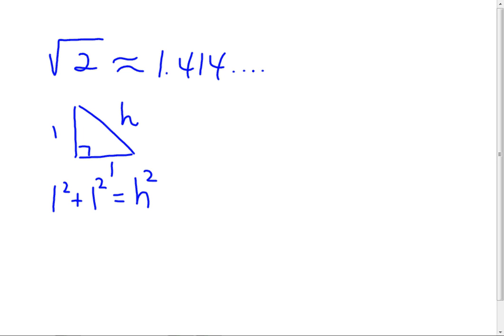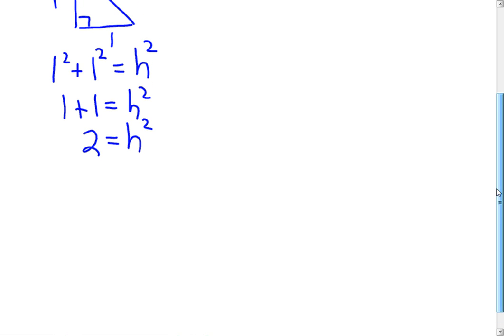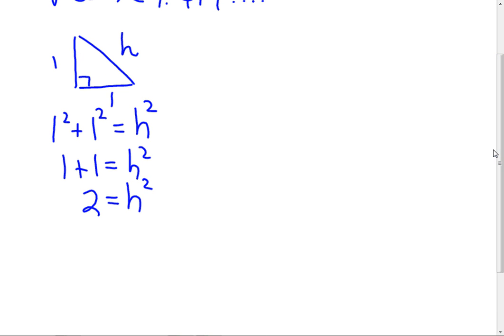What's 1 squared? Cole? Well, you don't know what 1 times 1 is? 1. Plus 1 squared is 1 equals h squared. So 2 is equal to h squared. How would I undo the squaring? What's the opposite of squaring a number? Square root. Square rooting a number. And we'll be getting into square roots.